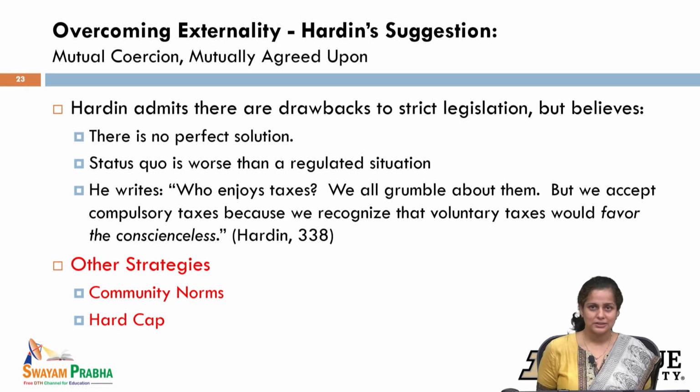There are other strategies that we can use, which is community norms, which is more of a social aspect of sustainable systems design, where communities come together and set rules and regulations. But there is also a hard cap, which is now one of the aspects that people are thinking about for controlling carbon pollution, in terms of carbon taxes. But there is of course no perfect solution, and so far this complex challenge has not been solved.